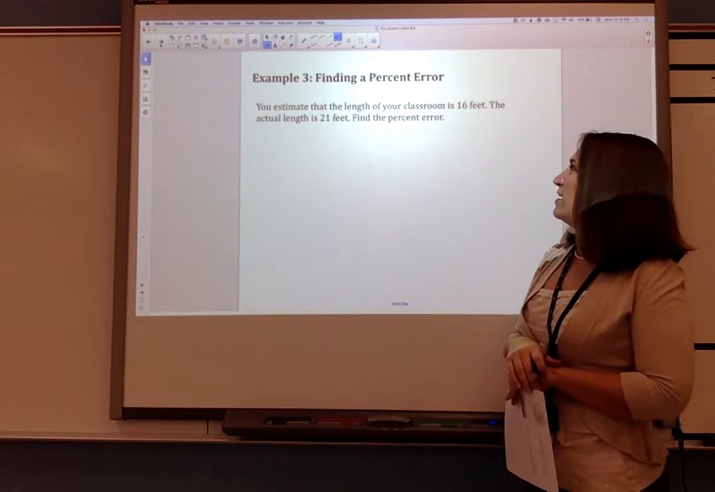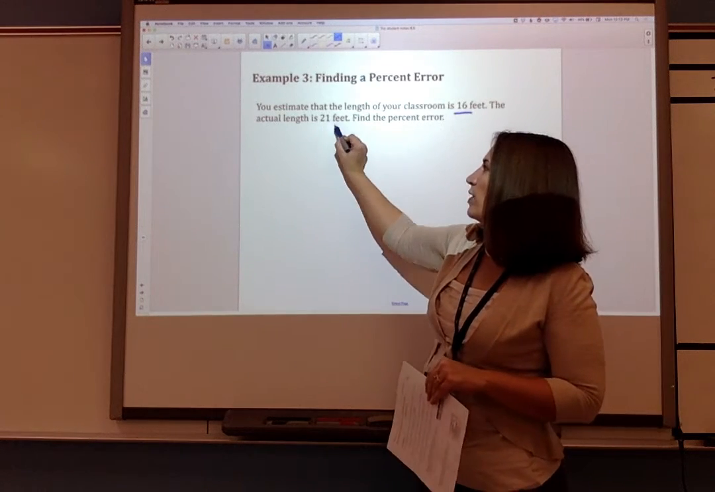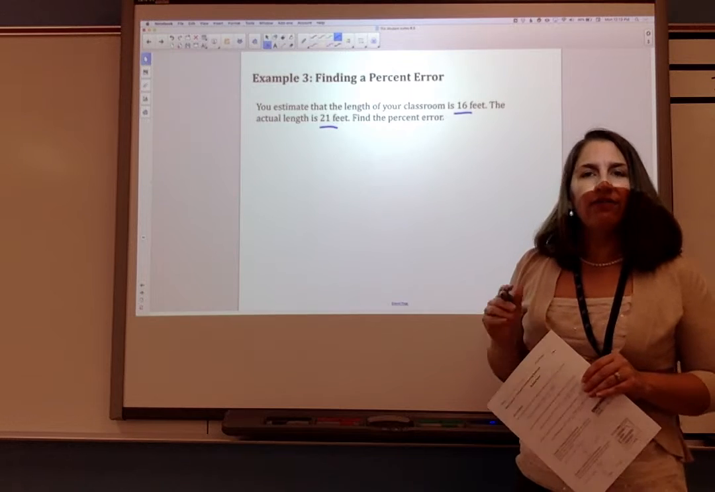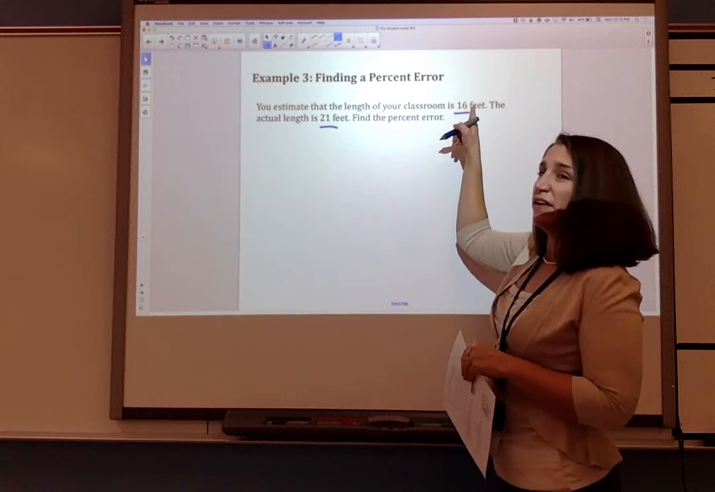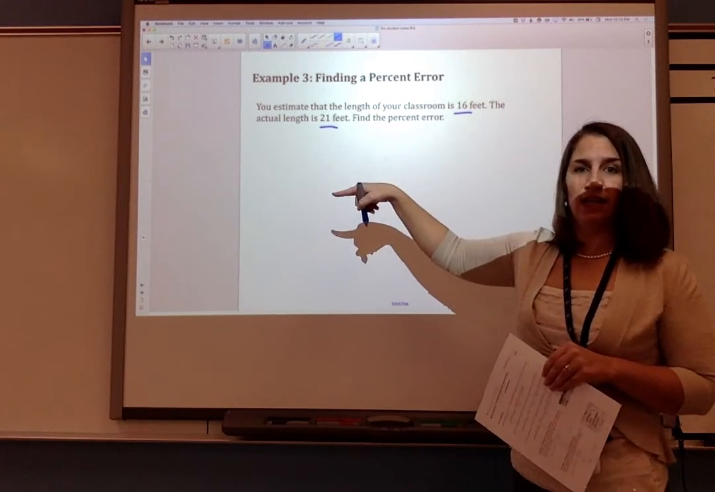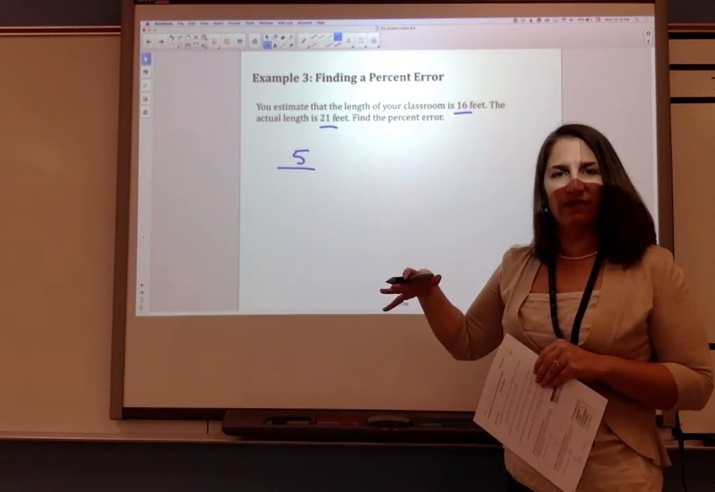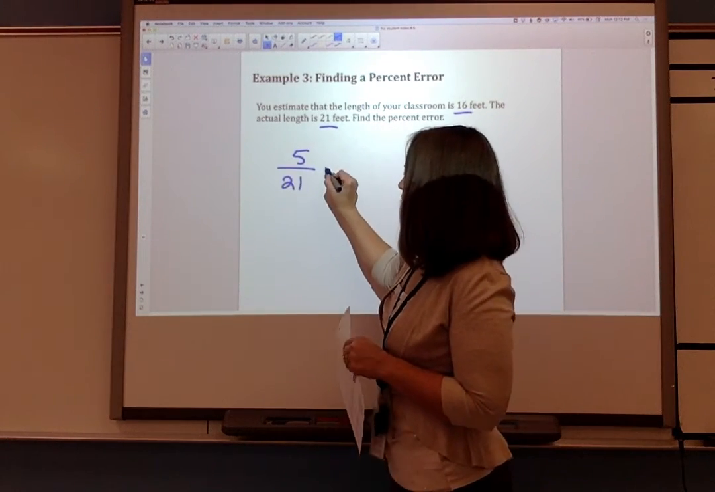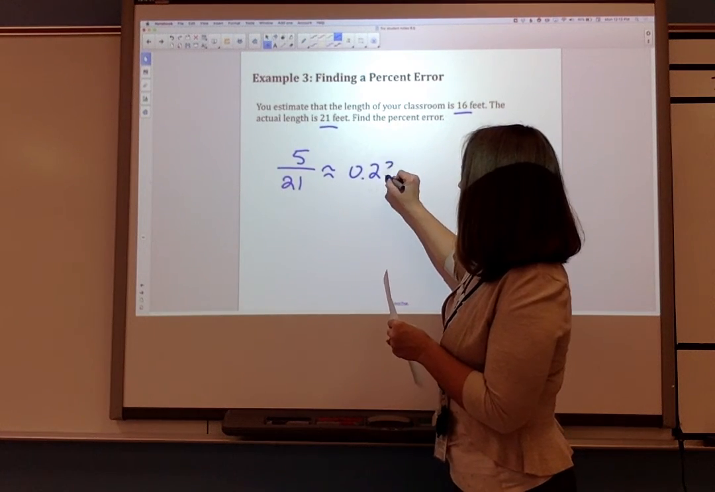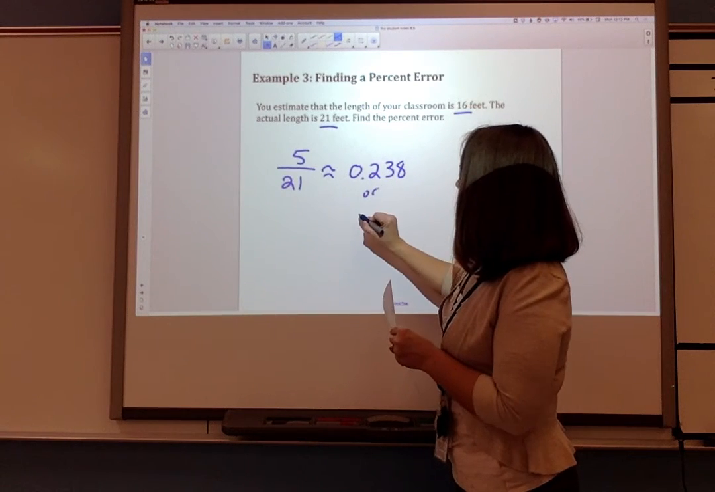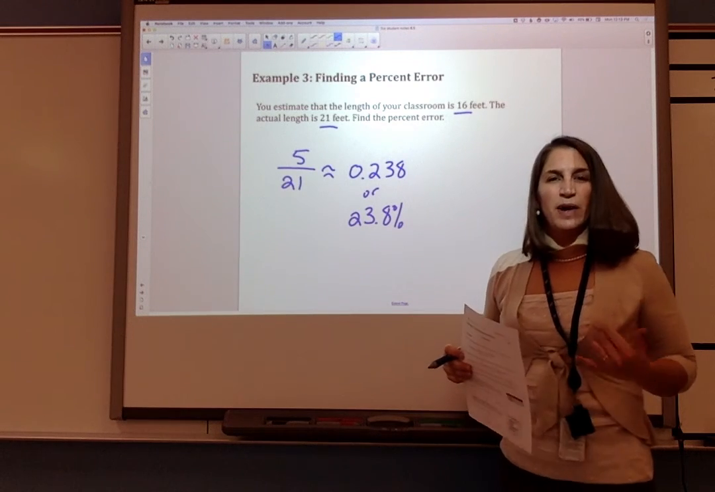Here we estimate that the length of our classroom is 16 feet. The actual length is 21 feet, so it was a little longer than we thought. Find the percent error. So our amount we were off by is 5 feet, right? We thought it was 16, it's actually 21. So the amount we were off by is 5, and we're going to divide by the actual length, which is 21. So that's about equal to 0.238, or 23.8%. We were off by almost a quarter.